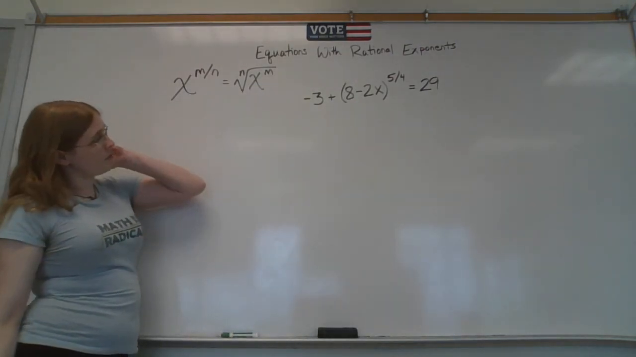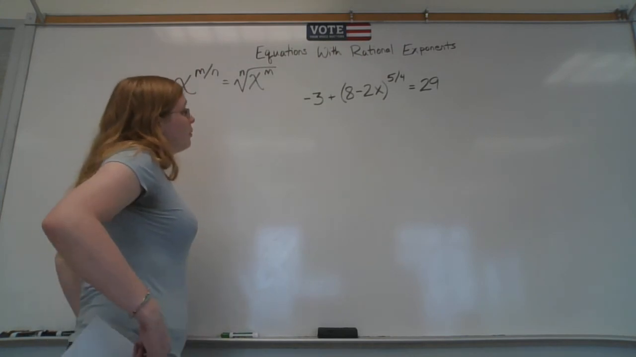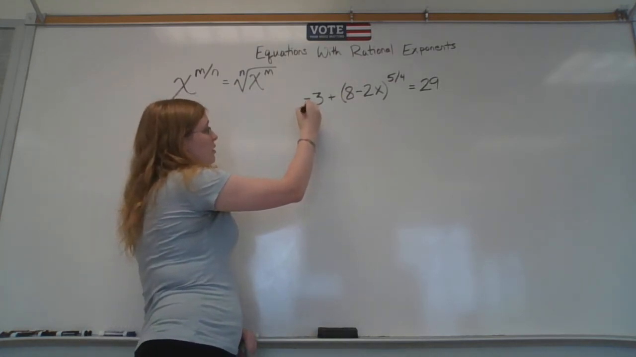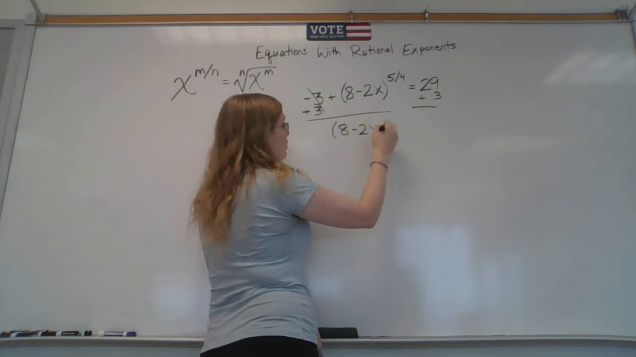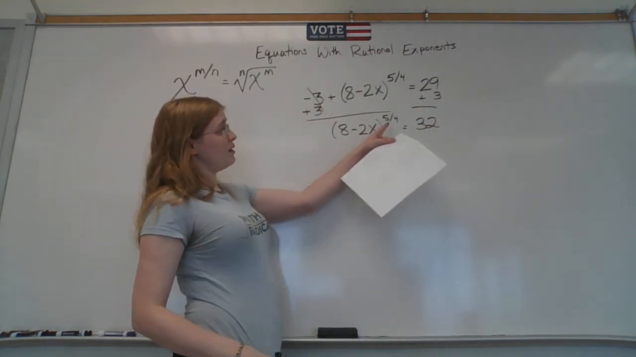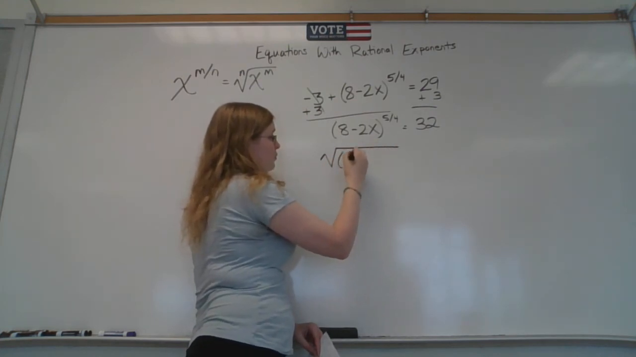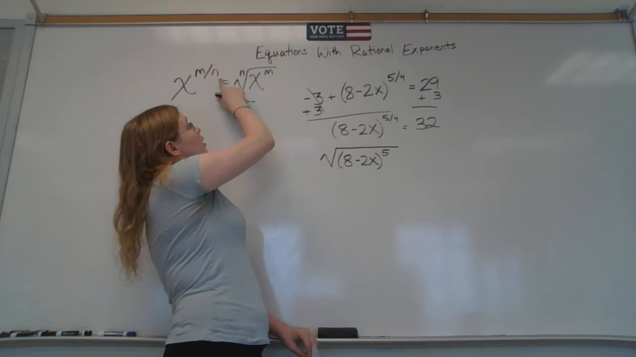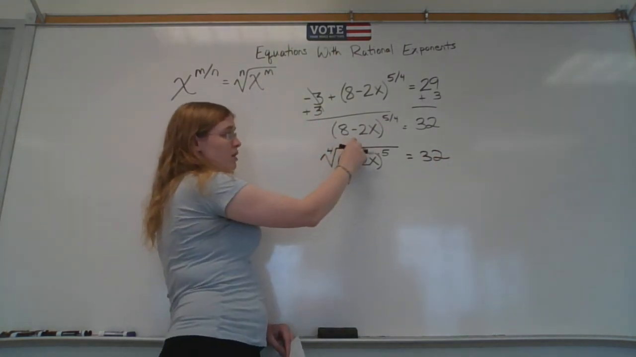-3 plus 8 minus 2x to the 5/4 equals 29. So, again, we can get rid of what's outside of the power first, which is the -3. We'd cancel out -3 with plus 3. That's 32. Now that we've got this by itself, this rational exponent, we can convert it. Top number goes inside, so that's 5. Bottom number goes outside, so that's 4. And these are the same thing, just rewritten, written differently, right?